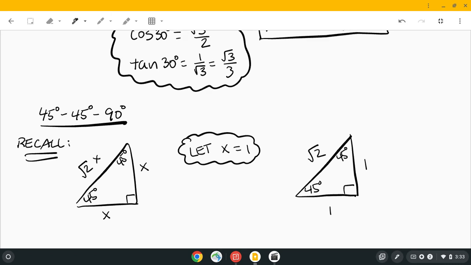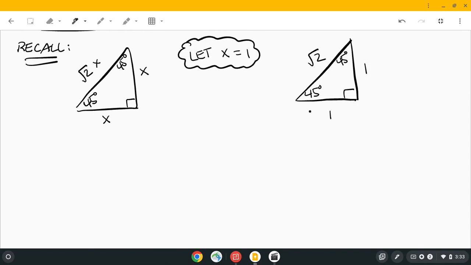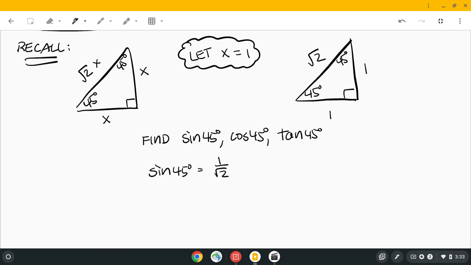We're going to use this triangle to come up with sine, cosine, and tangent of 45 degrees. So find sine of 45 degrees, cosine of 45 degrees, and tangent of 45 degrees. Starting with sine, it doesn't really matter which angle you use because they're both 45. So let's just use this one. SOH CAH TOA, sine is opposite over hypotenuse, so 1 over square root 2. But if we rationalize the denominator, we get square root 2 over 2.